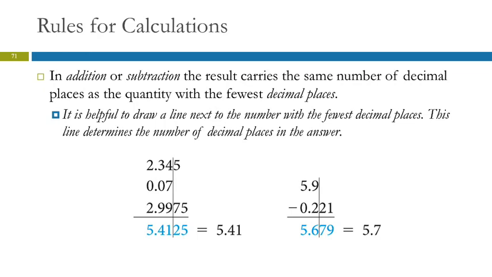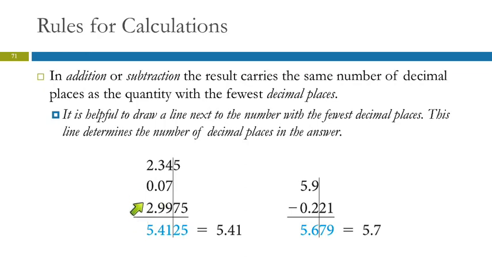You can do it in your head, but then check it on your calculator, because it's so sad when you do everything right, but you did the math wrong. That's supposed to be the easy part. So your calculator says 5.4125. So the rule is the fewest number of decimal places.